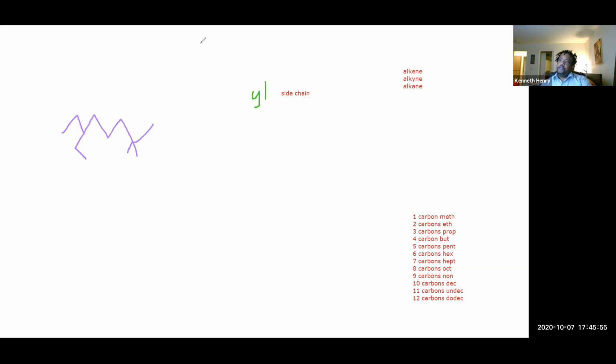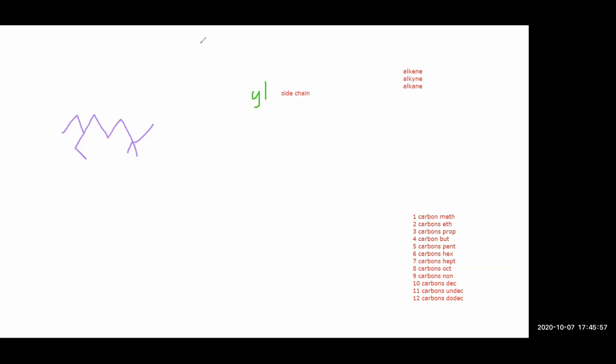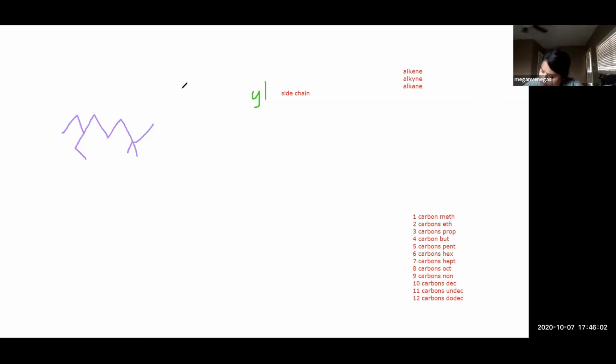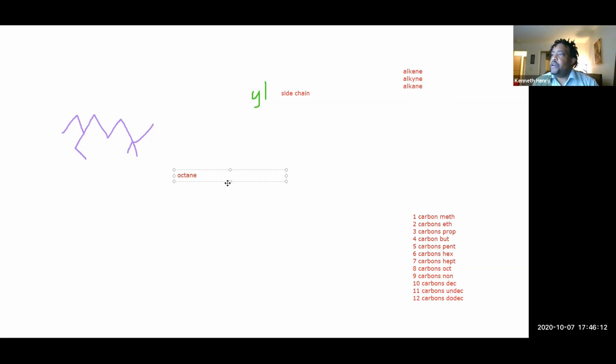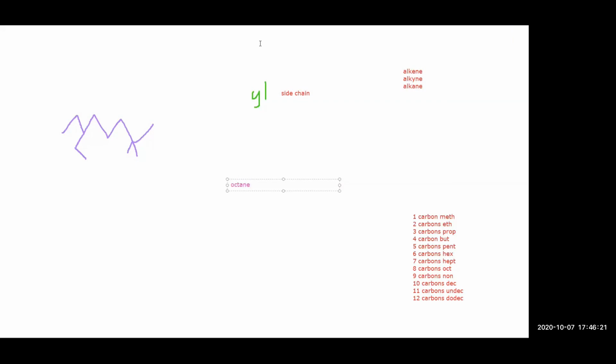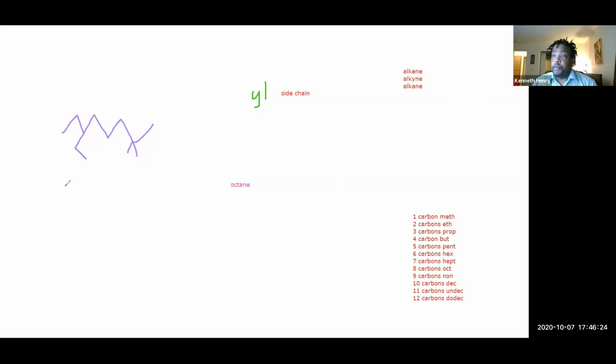So what is the main chain? Octane. Okay, so who has priority here? And tell me, what do I have hanging off? Double bonds? I don't see any double bonds. No double bonds. They're all singles.